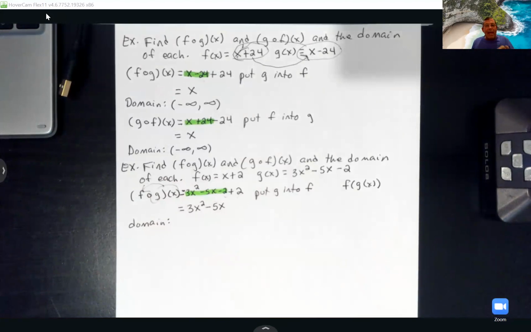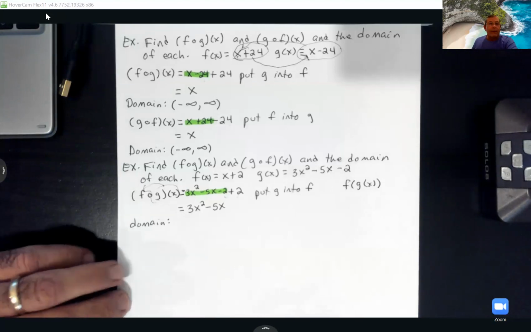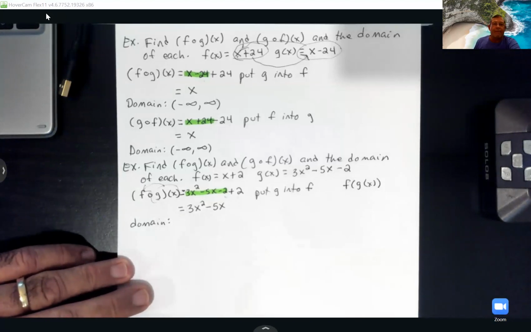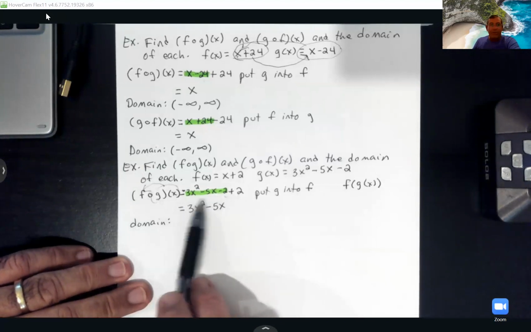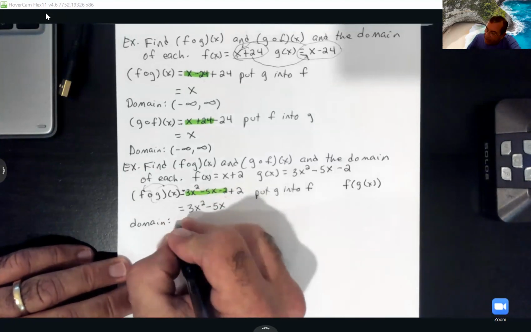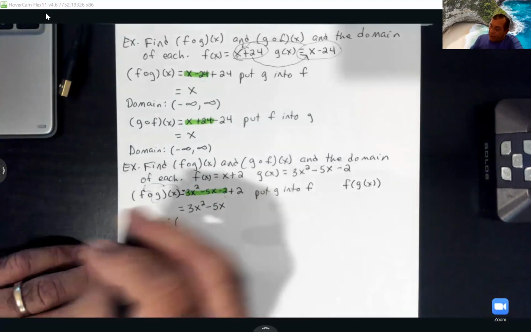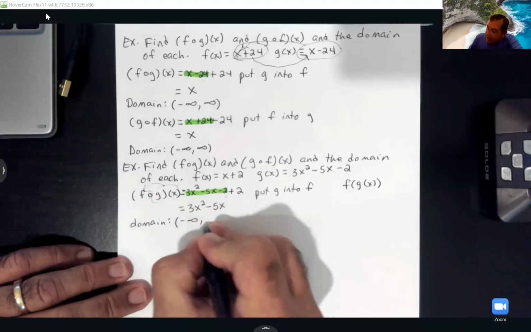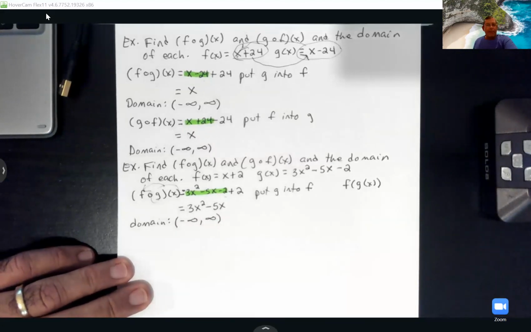So how about that domain? All right, y'all, any restrictions? So here's our stuff we was playing with, no restrictions. So we're going to go with all real numbers. So negative infinity to a positive infinity.